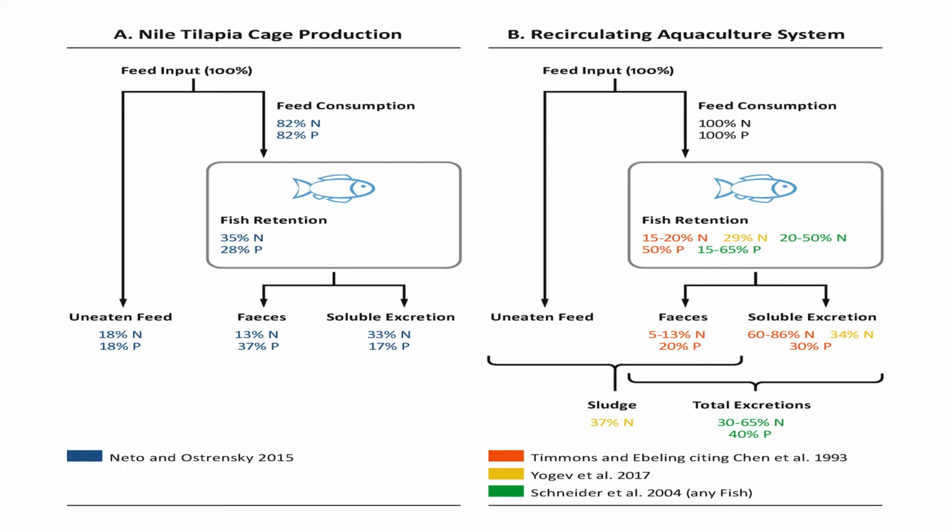But our focus will be on the B side, which is the recirculating aquaculture system. So from 100% of feed input, we assume 100% of consumption will be nitrogen and phosphate, and then there will be roughly 15 to 50% retention in the body of the fish, and the balance will come out as feces and soluble excretion, and then there will be sludge and total excretion.